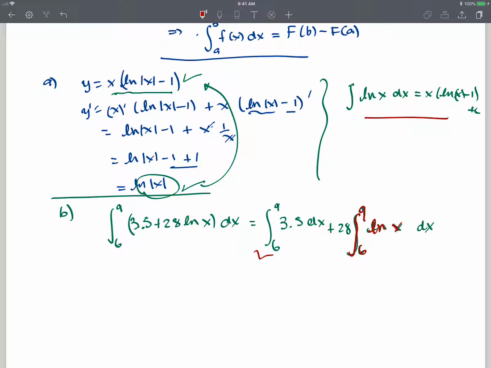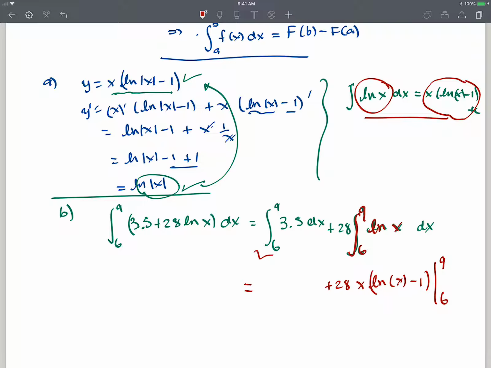Well, we just did it up here. That's why they ask us in part A to find the derivative of this function and realize that you just get the natural log of x. So now we do know what to do. This part just becomes 28 times x natural log of x, minus 1, evaluated from 6 to 9.